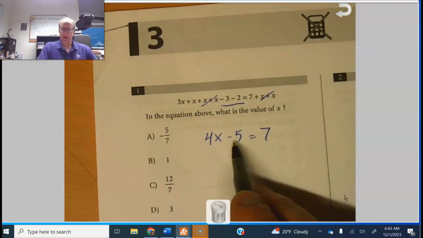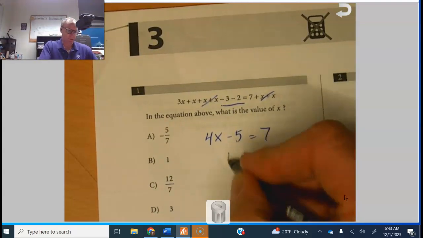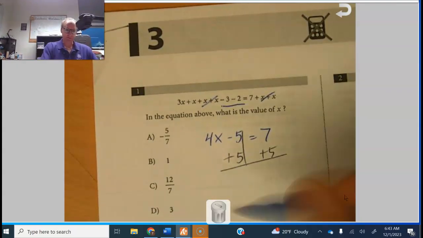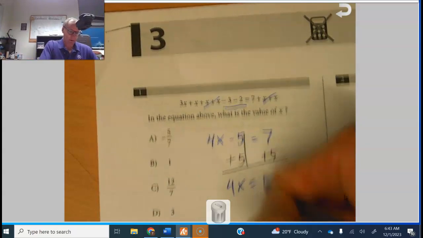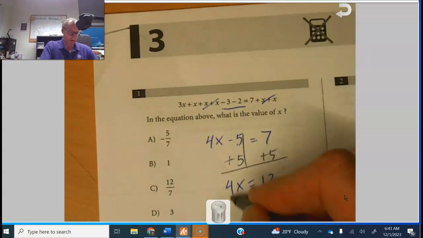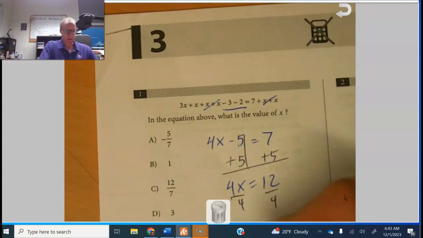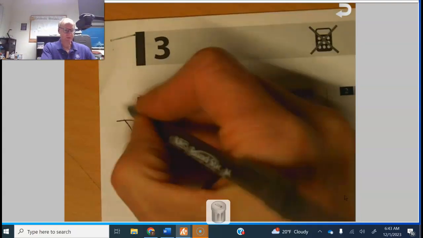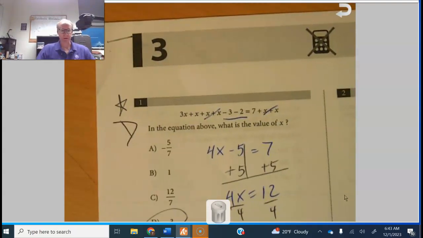You do the opposite to both sides in reverse order. So we add 5, and we get 4x equals 12. And we divide by 4. And of course, we get x equal to 3. I like to write my letter on the side, and I like to give it a star because I'm absolutely certain I'm correct.